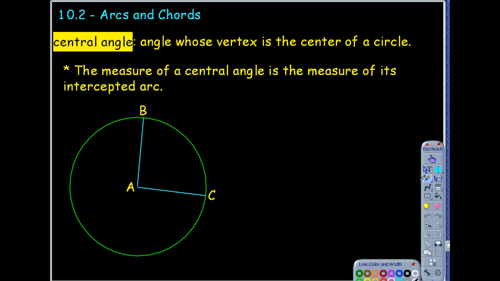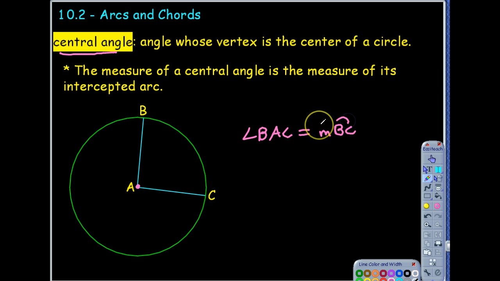All right. First of all, we need to remind ourselves what a central angle is, because that's going to be involved a lot in these upcoming sections. A central angle is an angle whose vertex is the center of the circle. In this picture, if this is circle A, what would be the central angle? Angle BAC, because its vertex is at the center. Now, the measure of a central angle is the measure of its intercepted arc, which is arc BC.